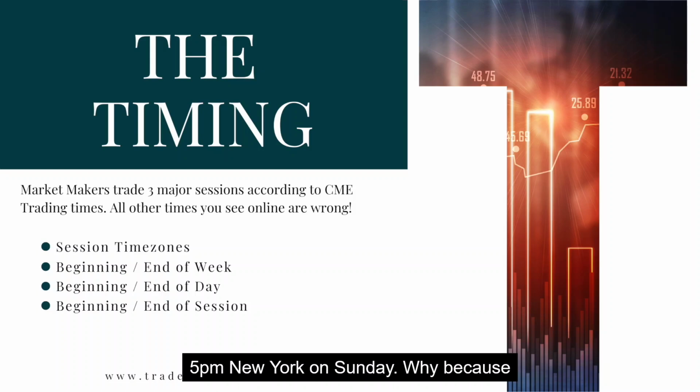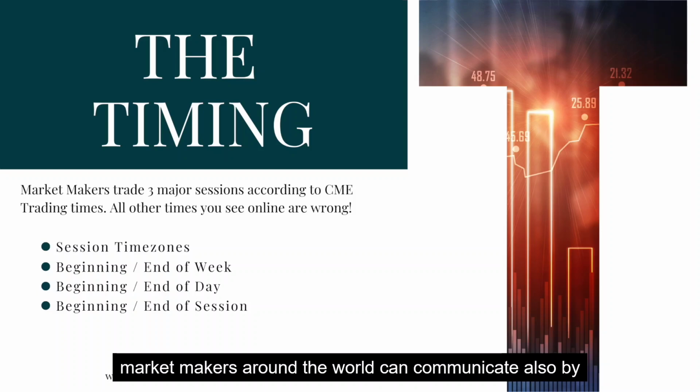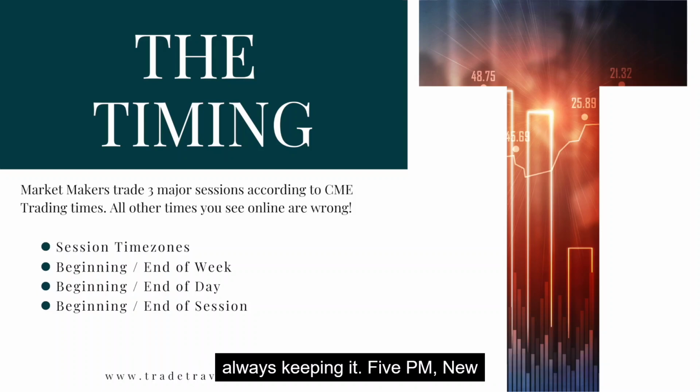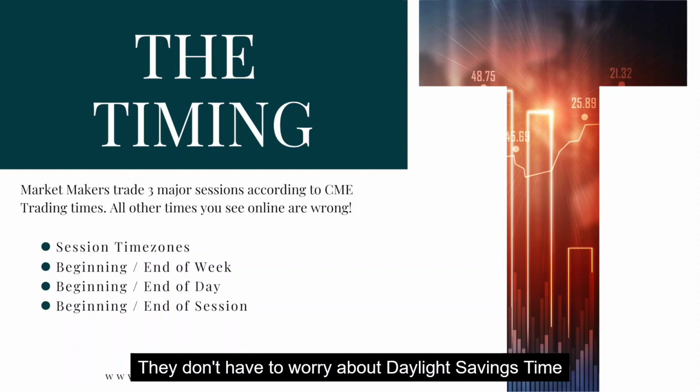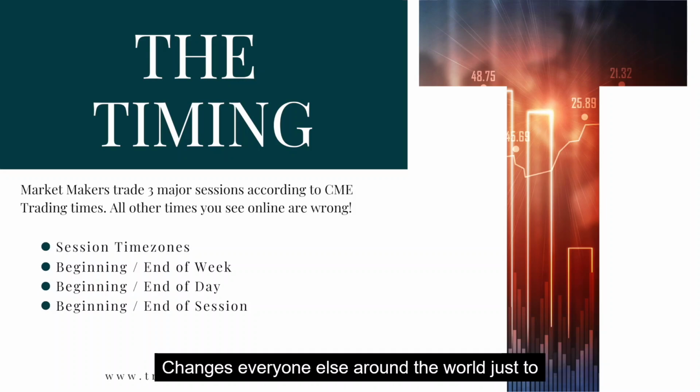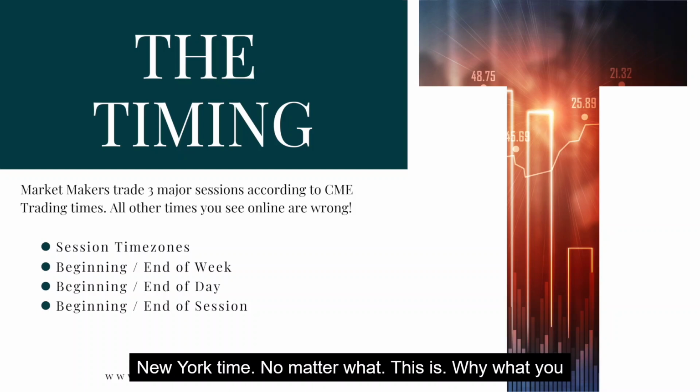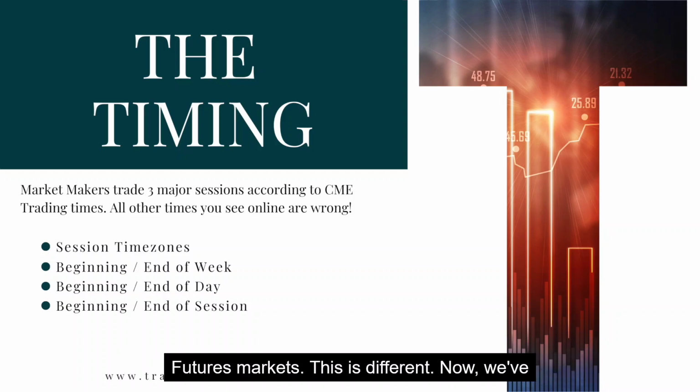CME starts the week at 5 p.m. New York on Sunday. Why? Because it's the most universal time where all market makers around the world can communicate. Also, by always keeping it 5 p.m. New York, they don't have to worry about daylight savings time changes. Everyone else around the world adjusts to New York time no matter what. This is why what you Google online will be wrong. Often they will be referring to futures markets. This is different.